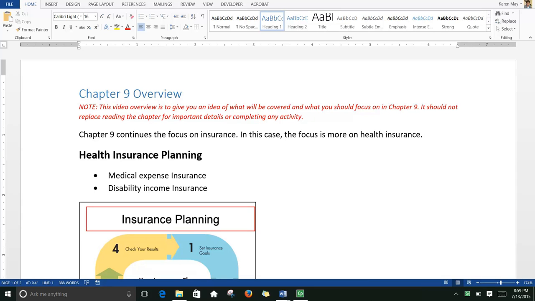This is the Chapter 9 overview. Chapter 9 continues the focus on insurance. In this case, the focus is more on health insurance. Health insurance planning should include medical expense insurance and disability income insurance.